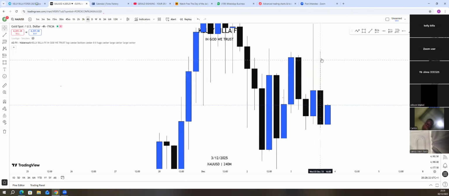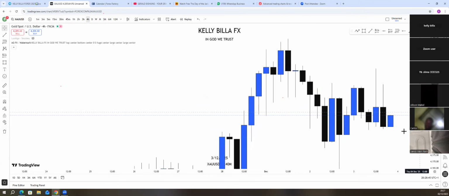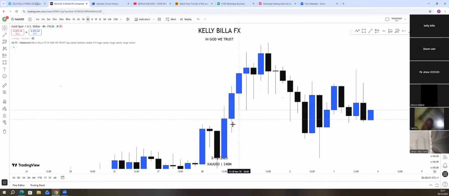So anytime you see a black candle, it means that what happened? Sellers are here. Anytime you see a blue candle, it means that buyers are here. And when you continually see many blue candles along a line, it means that buyers have been here continually. So you need to work on your time frame.